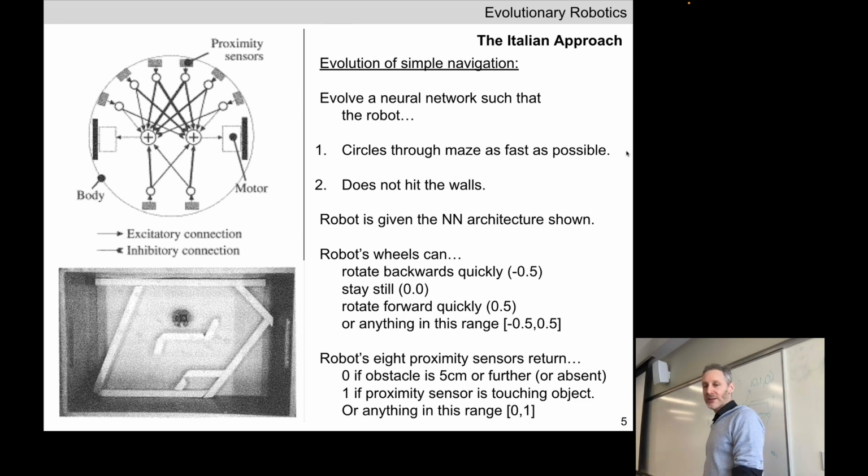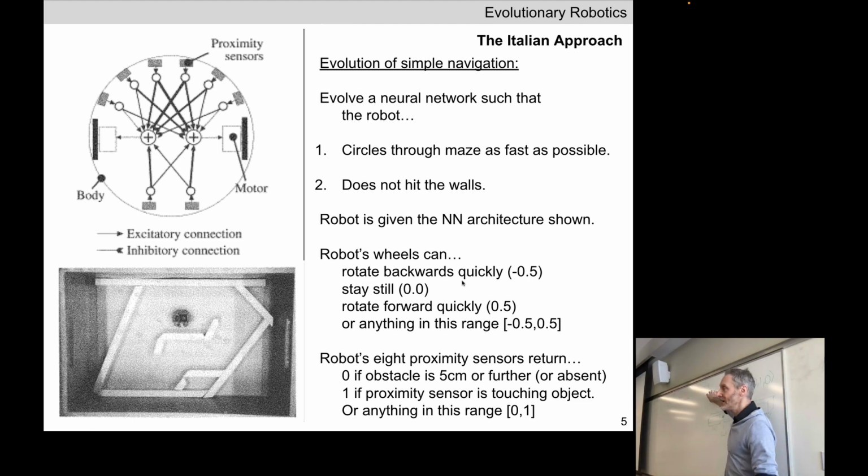So let's get back to what this robot should actually do. They're going to try and evolve this robot to circle through the maze as fast as possible. As has already been observed, they are not telling the robot whether it should drive around the maze forward or backwards. And it should not hit the wall as it does so. Okay, so as we've already mentioned, this robot has a particular neural network architecture, 8 input neurons, 2 output neurons, 16 synapses connecting them together.